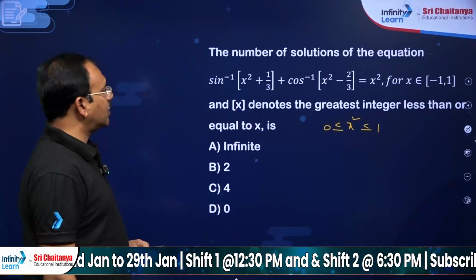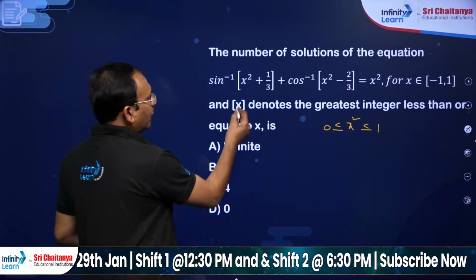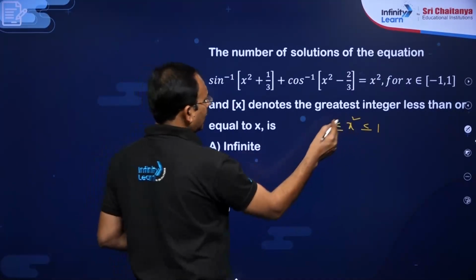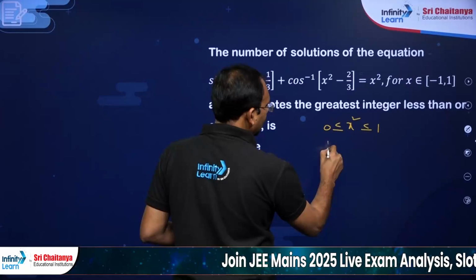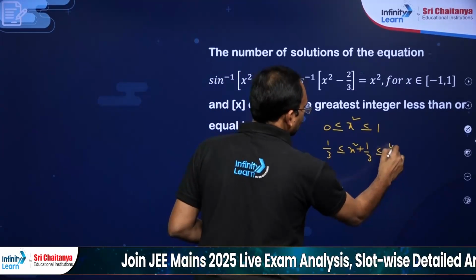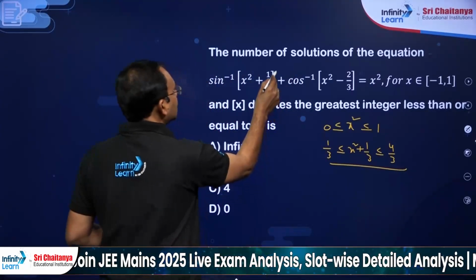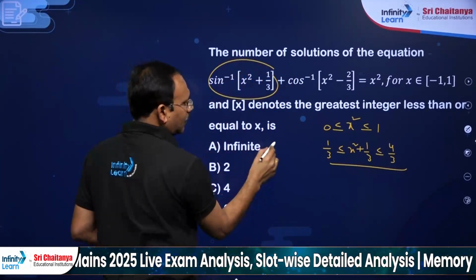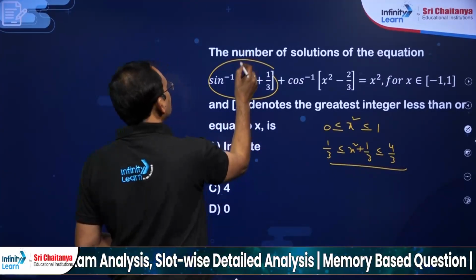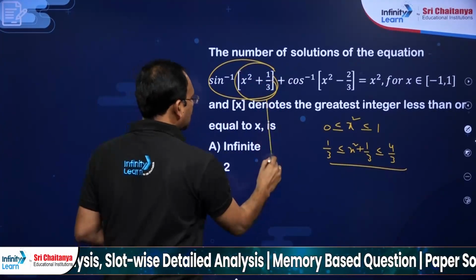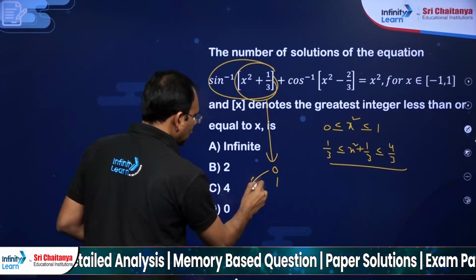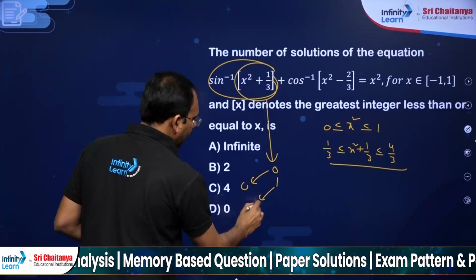In both the cases, x from minus 1 to 1 means x square will be between 0 to 1, first of all. If you add 1 by 3, 1 by 3 is less than or equal to x square plus 1 by 3, which is less than or equal to 4 by 3. So the step value can be either 0 or 1, two possibilities. Sin inverse 0 will become 0, sin inverse 1 will become pi by 2.